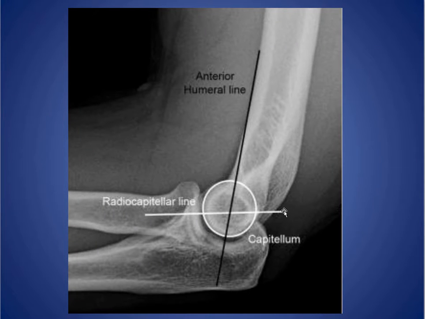So in the lateral view of the radiograph, all the joints should line up. The radiocapitellar line should be horizontal. The radius should always line up with the capitellum. And then the anterior humeral line should pass through the middle third of the capitellum. This is really more important in children, when subtle supracondylar fractures can be picked up based on the capitellum being behind that anterior humeral line.